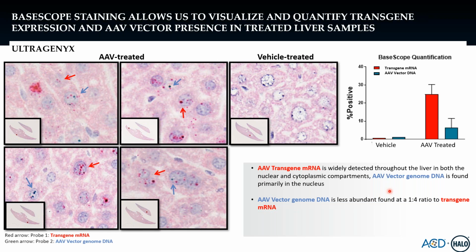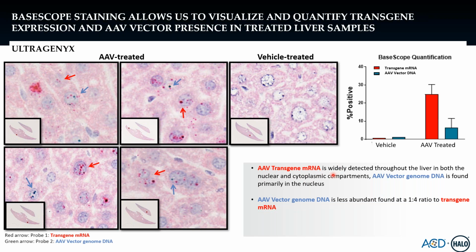Now, what I want you to appreciate here is the subcellular resolution that is afforded by our assay, where you can see the individual nucleus and cytoplasm. And you can see that the green signal, which highlights the vector genome, is specifically seen in the nucleus of these transduced cells. But the transgene is expressed in the nucleus as well as in the cytoplasm, as you would expect, since it's a transgene mRNA.